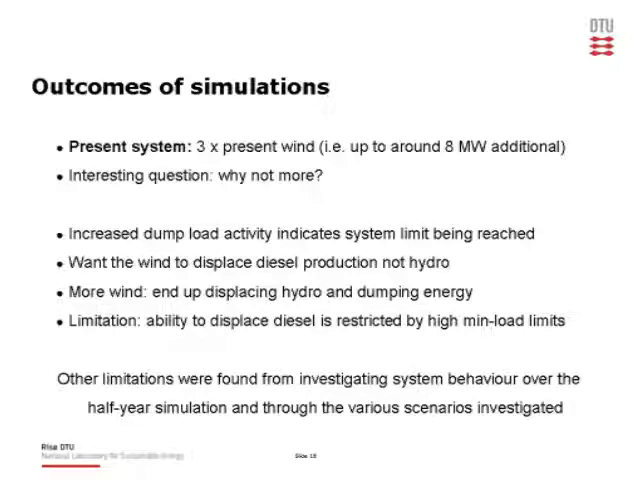So what are the outcomes? Well, this is the outcome that everybody talks about, of course. With the present system, our simulations reckon that we can have about 3 times the present amount of wind in there. And that's to say around about an additional 8 megawatts, which kind of corresponds quite nicely with what Siv has just presented. The interesting question is, of course, though, why not more?